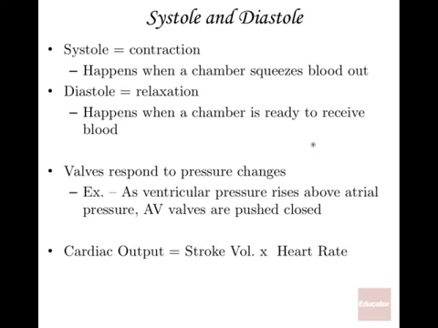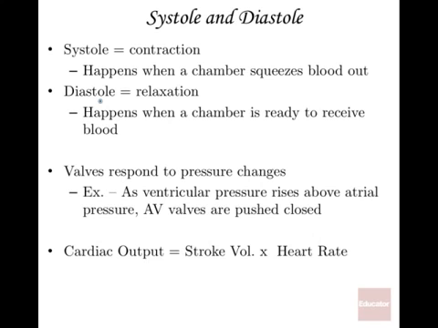Systole and diastole. When we look at the term systole, that's basically like saying contraction. So when the ventricles contract, they are in ventricular systole. Diastole is the opposite. So when the ventricles relax, it's ventricular diastole. And when ventricular contraction or systole is happening, you're going to get the atria doing the opposite, and vice versa.